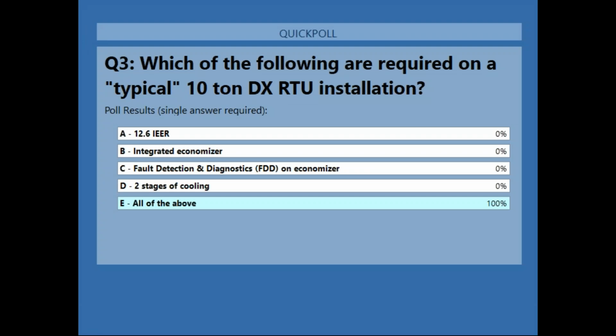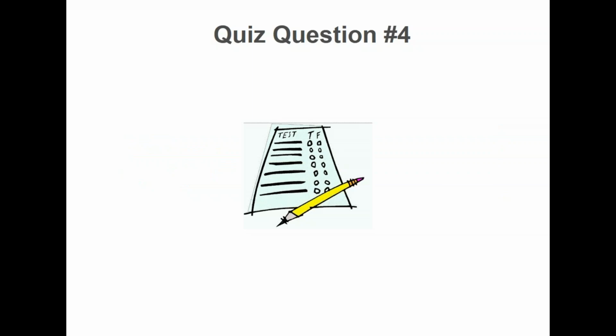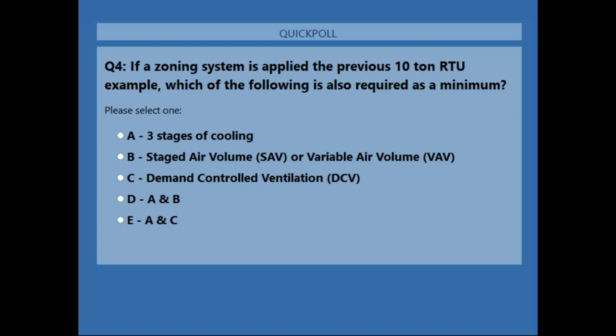All right, quiz question number 4. If a zoning system is applied to that same previous 10-ton rooftop example, which of the following is also required as a minimum? So it's the same 10-ton rooftop we just talked about, and now it has zoning on it. What else do I have to absolutely do as a minimum? Choices are A, 3 stages of cooling, B, staged air volume or true VAV, C, demand ventilation, D, 3 stages of cooling and staged air volume, or E, 3 stages of cooling and demand ventilation.